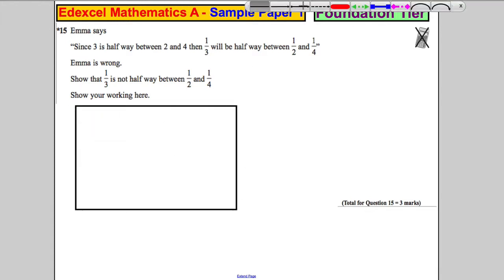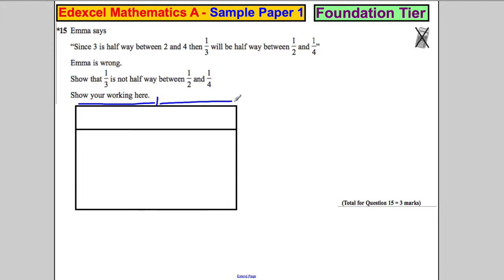Okay, so the first thing I'm going to do is draw a rectangle that represents a whole or 1. So this thing here represents 1. Inside that, I'm going to draw another rectangle underneath it that's a half. So a half is going to be exactly halfway along here. So we've got 2 equal parts, and that there is a half.